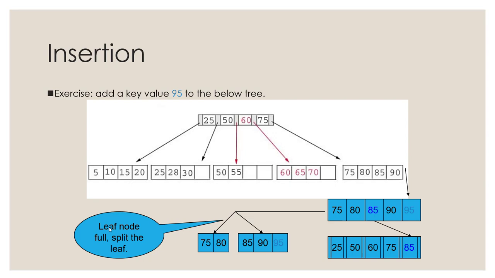Okay, now we are trying to add 95. So I'm going to look at the root. 95 is greater than 75. I'm going to follow this pointer and go to this node. 95 should be after 90, but there's no space.